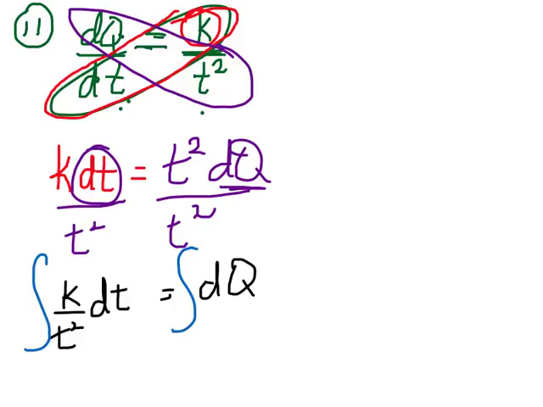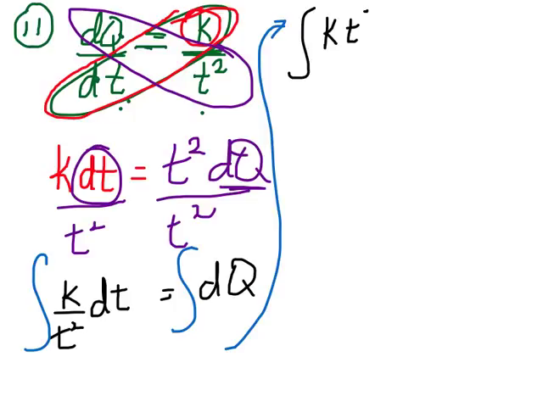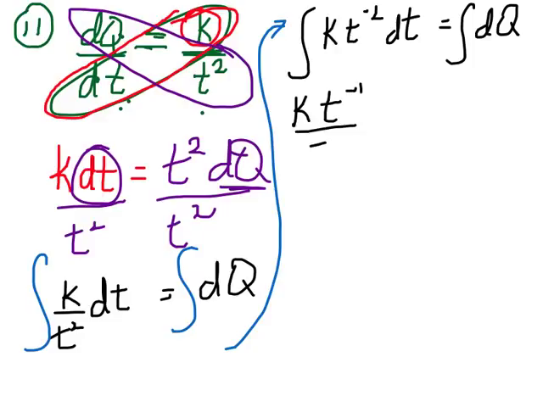So I'm going to rewrite k over t squared as k times t to the minus 2 power dt. And that way, it's easier for me to think about how to integrate it. I can pull the k out front, and what I do with the t is I add 1 to the exponent, so negative 2 plus 1 would be negative 1, and then you divide by that new exponent, negative 1, and then there's the constant. There's a constant of integration.